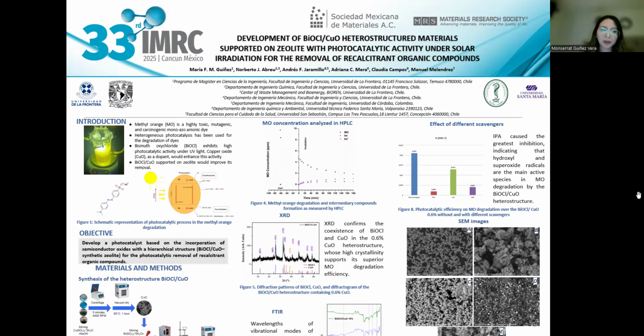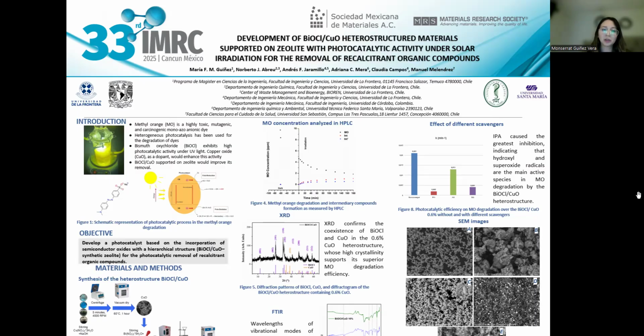As an introduction, water pollution by recalcitrant organics is a serious environmental problem. Methyl orange, for instance, is a toxic, mutagenic and carcinogenic monoazo dye that resists conventional treatment. Heterogeneous photocatalysis offers an eco-friendly way to degrade such compounds.